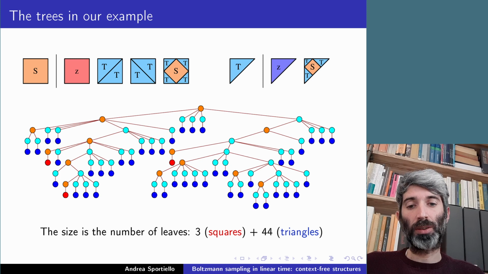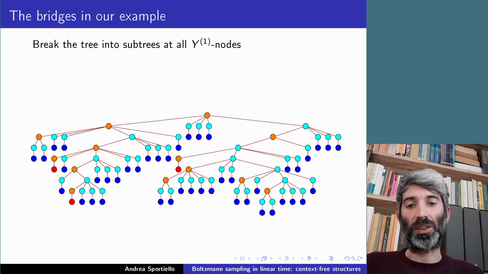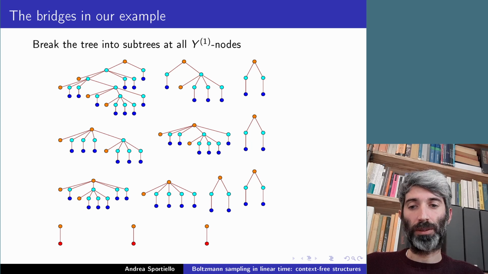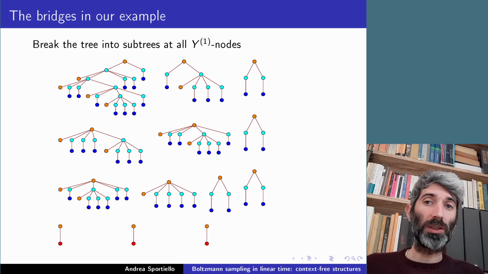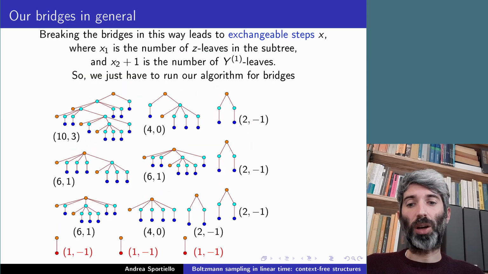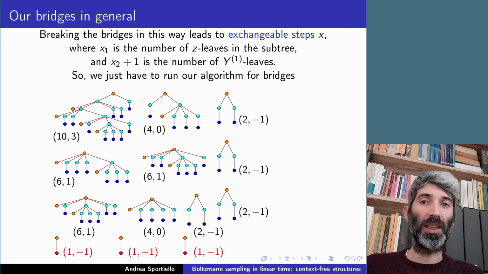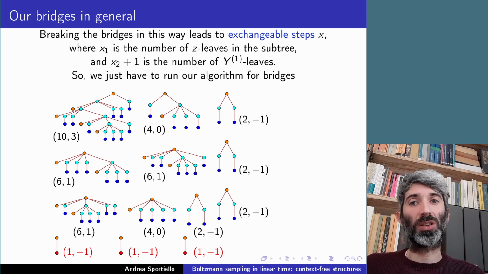So what we do is the following. First of all, we break the tree into subtrees at all orange nodes, in this way. Now we have essentially subtrees which have leaves of two types, Z nodes and Y1 nodes, which means blue or red nodes, or orange nodes. We transform these trees into steps, and these steps have horizontal and vertical displacement given by the number of Z and Y1 leaves. And with these steps, we do bridges. Bridges with the appropriate measures, which is not exactly the previous one that I showed you, but one which is corrected by the 1 over k factor in the cyclic lemma.